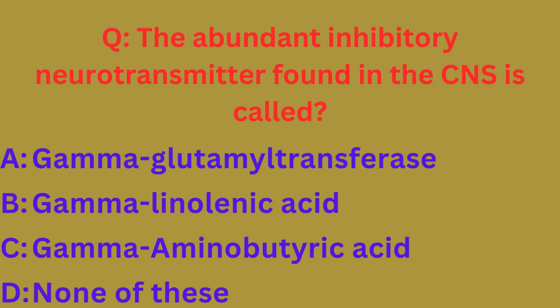The abundant inhibitory neurotransmitter found in the CNS is called A. Gamma-glutamyltransferase. B. Gamma-linolenic acid. C. Gamma-aminobutyric acid. D. None of these. So, the correct answer is gamma-aminobutyric acid.